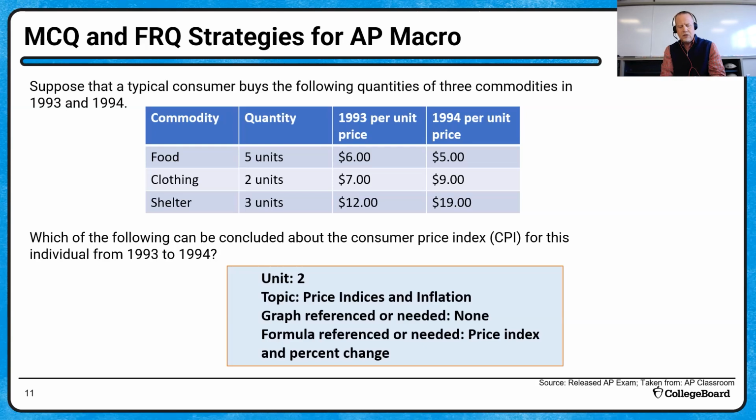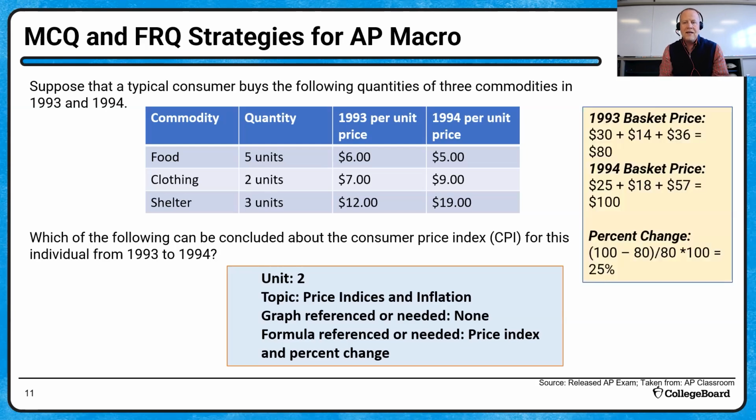We need to make sure we can construct a price index and that we can calculate percent change, because that's what we're talking about when it says what was the change, what can be concluded about the CPI from 93 to 94. Now, you may have to take it a step further and look at the options here. I'm going to keep them covered up for now, but you may have to look at the options before you can actually construct your response and really think, what are they asking me? I know where it's going, so I've jumped ahead here. Let's go ahead and construct the market basket price and then see what we can do with it.